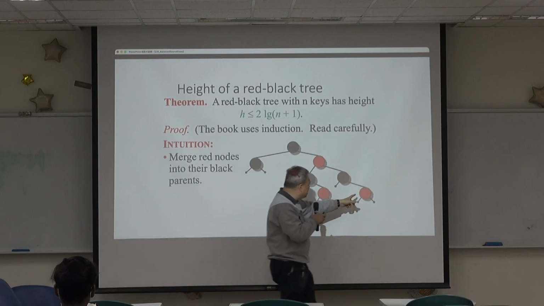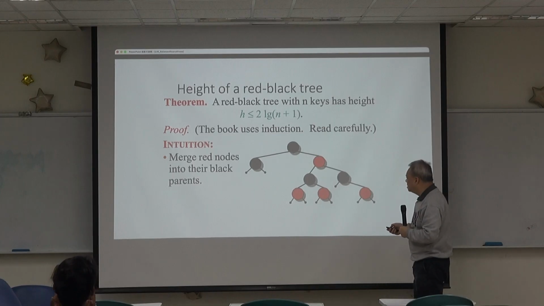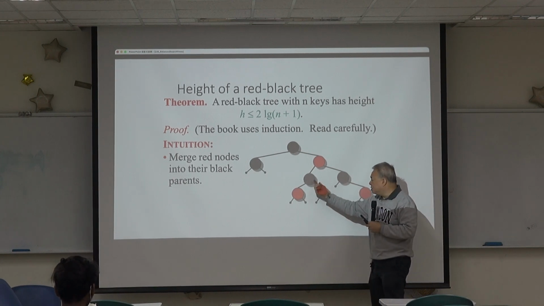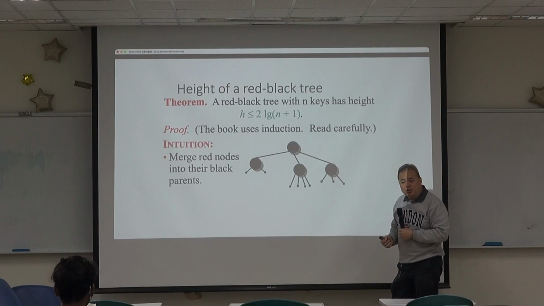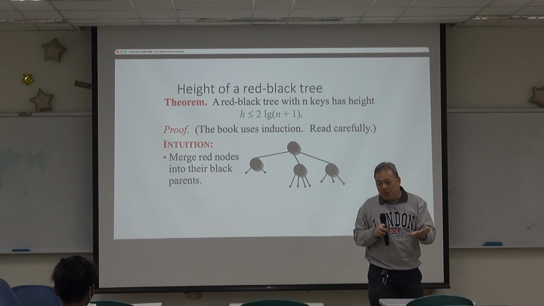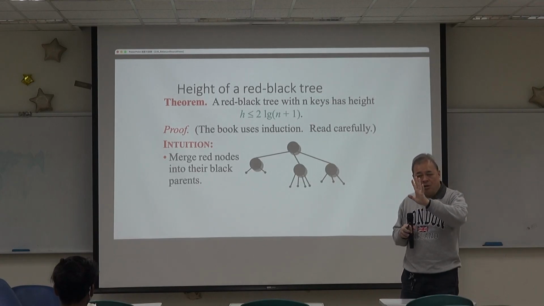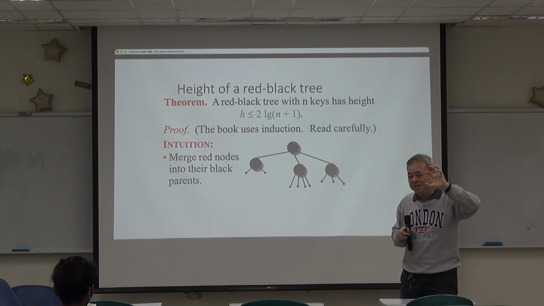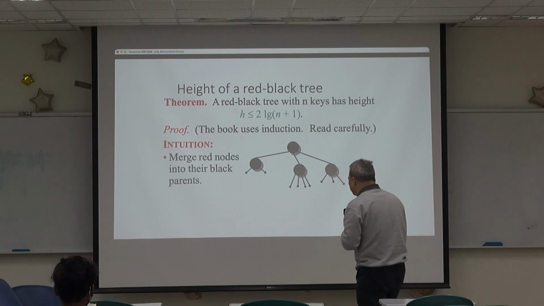If one red child merged into it, you have three branches. If you have two red node children that merge into you, you have four branches, right? So the number of branches will be 2, 3, and 4. Any question with that? That's it. There are only three cases, because a red-black tree is initially a binary tree, so the most number of red nodes that can merge into a black node is 2. So at most you have 4 branches.